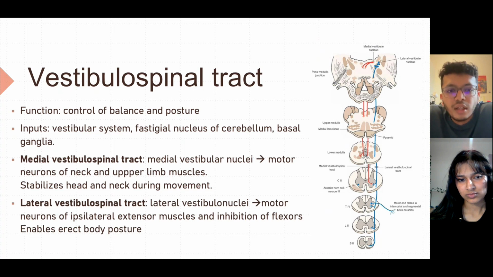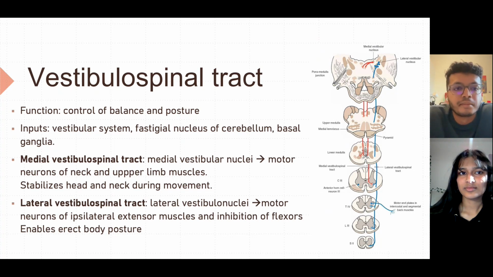The lateral one begins from the lateral vestibular nuclei, and it goes to motor neurons of the ipsilateral extensor muscles and inhibition of flexors, sorry. So basically it maintains erect body posture and balance.